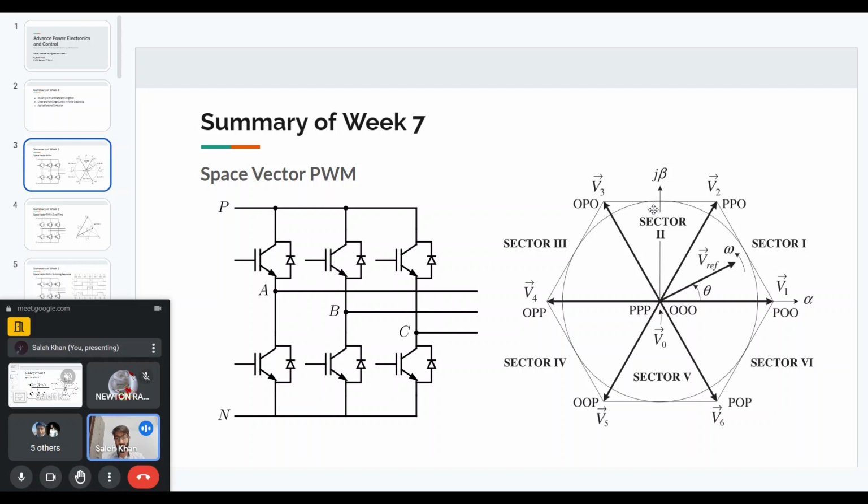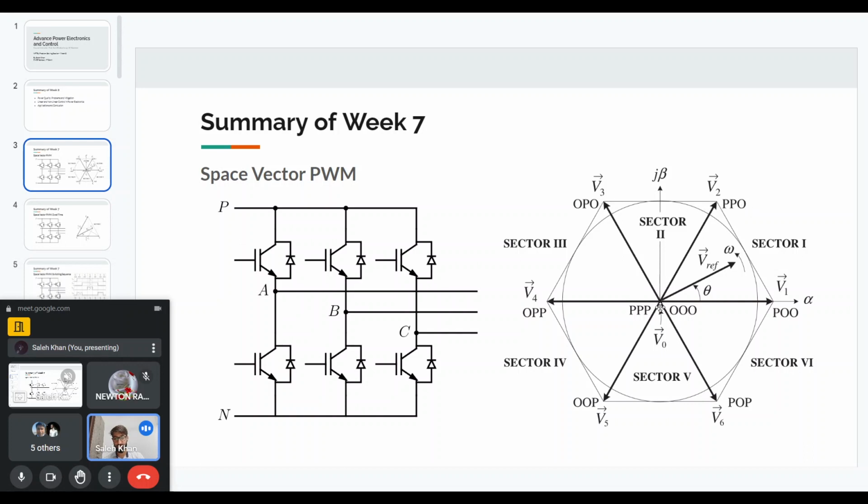Now, what about the other vectors? Let's say we are at vector V3, the OPO state. Now, if we turn on the leg A top switch as well, that means we have to move in the positive A axis direction. So we will come here. This is the horizontal direction, that is the A phase direction. By turning on the top switch of leg A, we will move in the positive A phase direction, so we'll come to the voltage vector V2. So this is PPO.